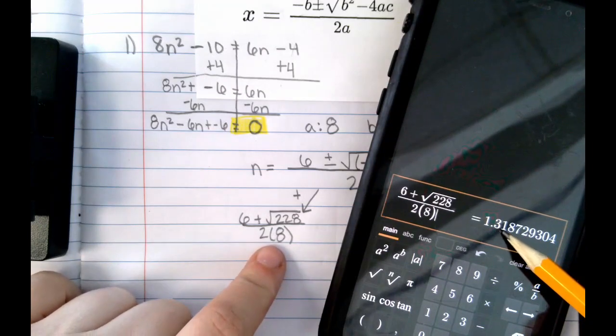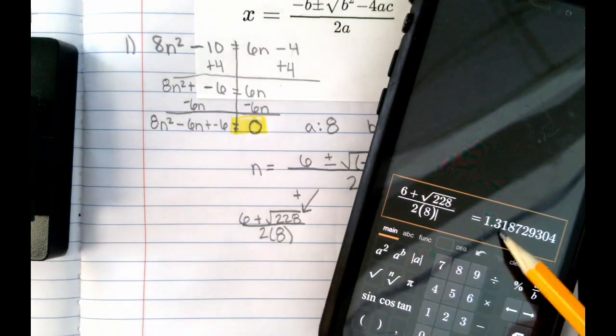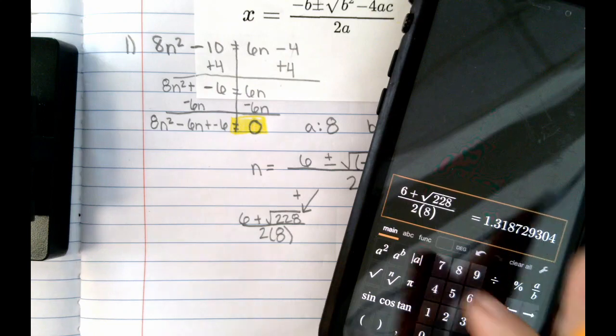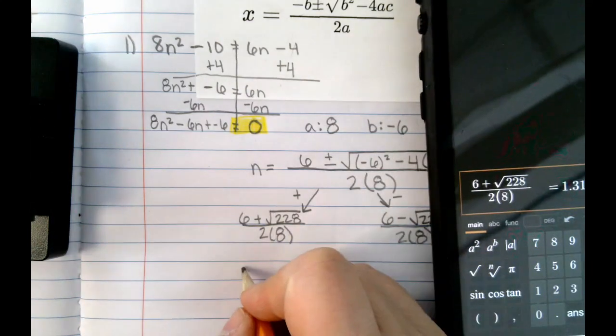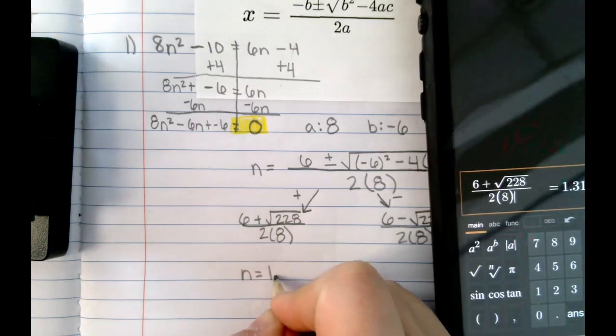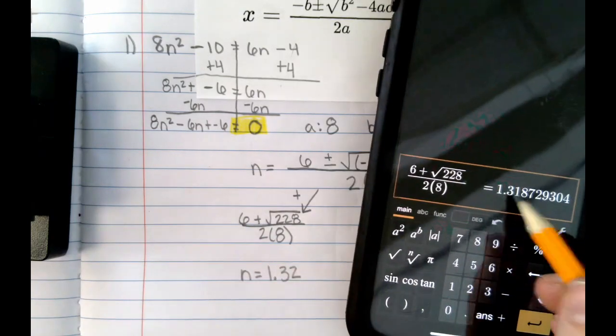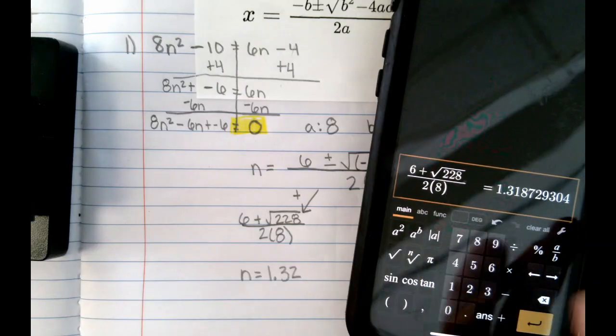We want 2 decimal places. So we have to decide if we're going to keep it a 31 or if we want to round it up to a 32. And that 8 tells me to round up to a 32. So my first answer is n equals 1.32. Because that 8 tells me that 31 should go up to a 32.